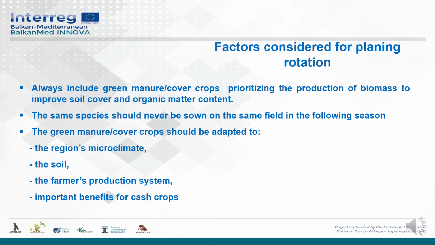It mainly is focused, for example, on the importance of manure and cover crops in order to have the production of high biomass, which from the other side will improve soil cover and organic matter content. The same species should never be sown in the same field in the following season. The green manure cover crops should be adapted to the region's microclimate, the soil, the farmer's production system, and which are the important benefits that these plants or the cash crops can have from the other plants that will be included in the rotation program.